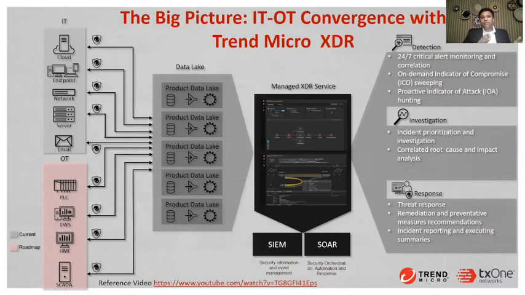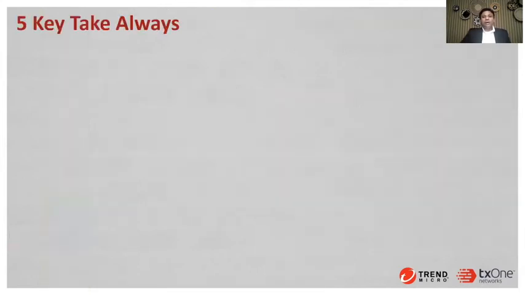and so we're not just having the solutions that we have lined up in the OT space. We have a plan towards integrating them in terms of visibility, detection, response moving forward for our customer. This is where we're heading towards in terms of OT and the next steps with OT on Trend Micro TX1 Networks. So I want to conclude this section with 5 key takeaways as the summary.